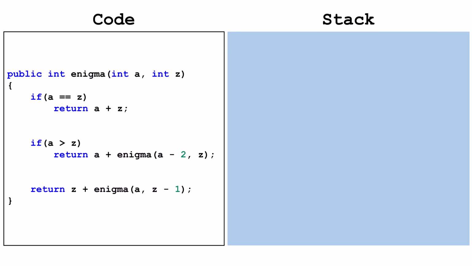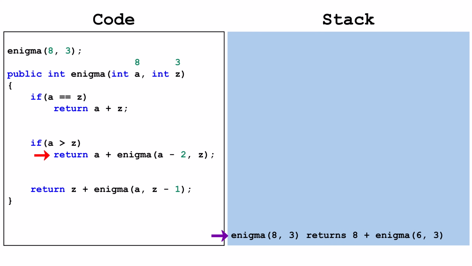Let's say a call was made to enigma that passes 8 and 3. 8 gets passed to the parameter a, and 3 gets passed to the parameter z. A frame gets pushed onto the stack. A equals z is false, so we continue on. A greater than z is true, so this frame will return 8 plus whatever is returned by enigma 6, 3.